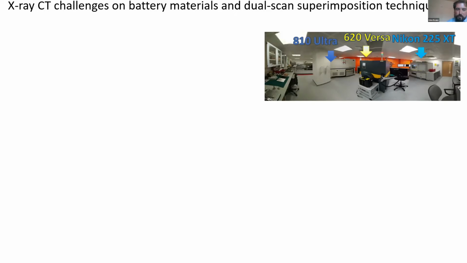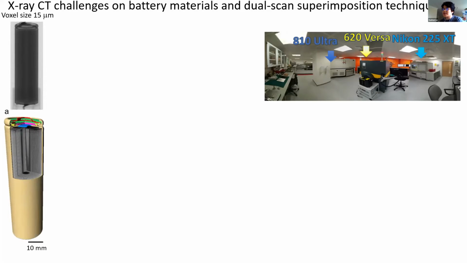So this is the overview of the Xyct Lab in UCL. We have the industrial CT, the micro CT, the Zeiss X-ray Versa, and also the ultra, this is the nano CT. Because of these three microscopes, we can cover a really wide range of the resolution and the energy of the X-ray. So we can investigate the battery at a multi-length scale.